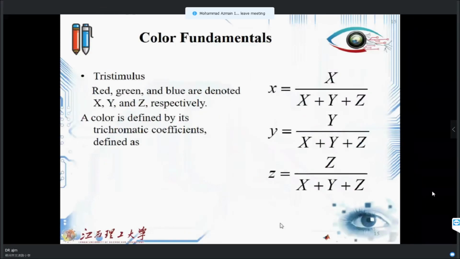Then if I want to show the red, green, and blue denoted by X, Y, Z, a color is defined by its trichromatic coefficients, which we can see as X divided by X plus Y plus Z, and Y divided by the summation of them, and Z divided by all. These can be representing the X, Y, and Z.